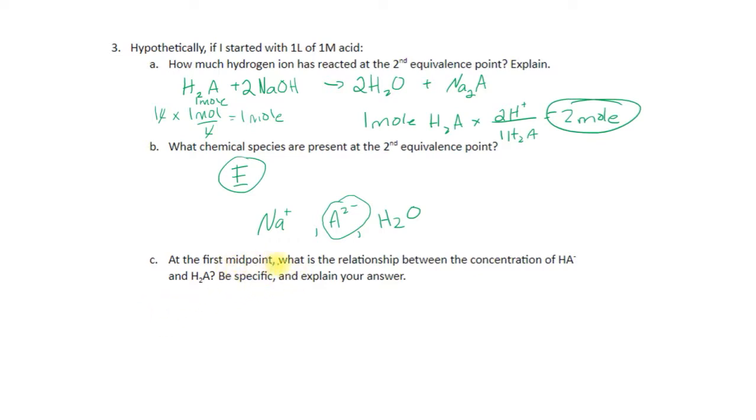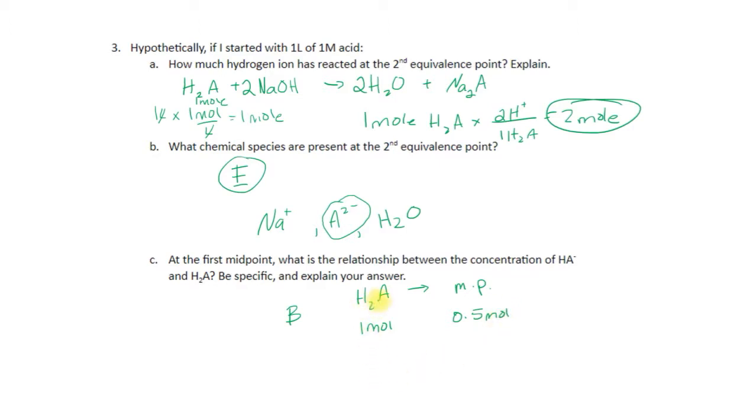And then it says here, at the first midpoint, so we're talking about B, that was the first midpoint, what is the relationship between HA minus and H2A? And it wants a specific answer with an explanation. Okay, so let's think about this. At the midpoint, if we start with 1 mole, we convert half of that. So at the midpoint, we would have 0.5 moles.